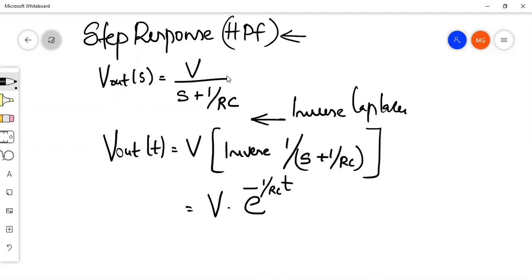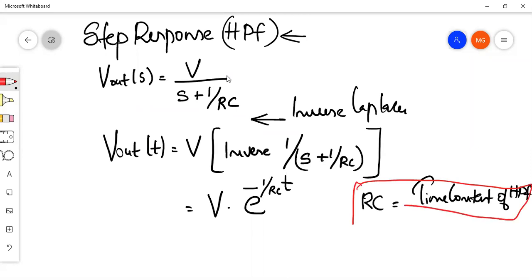Here I am making a small substitution. This R into C, please note, is called the time constant of the circuit. It is called the time constant of the high pass filter. So this is an equation we have to remember. What is the time constant of a high pass filter? That is RC, and this is represented by the letter tau. So I can write the output voltage equation: V output equals V into E raised to minus T by tau.